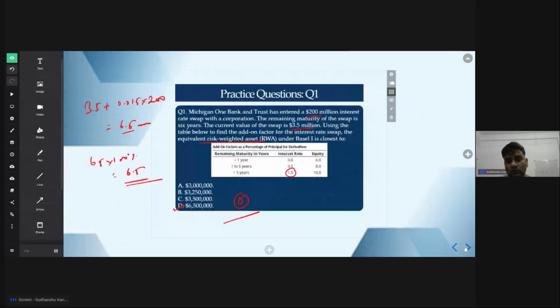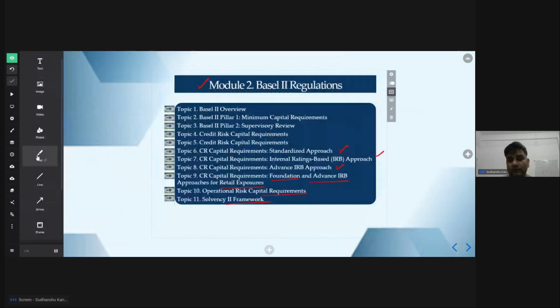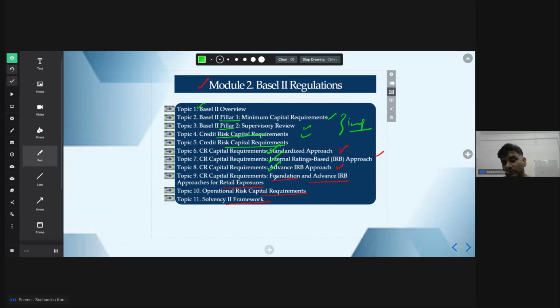Now, if I go to your module 2, this is actually more important from the exam perspective. Obviously, nobody cares about the Basel 2 overview, but please understand these three: pillar 1, pillar 2, and pillar 3. These three are important, right? Then credit risk capital requirements under all approaches, under your standardized approach, under your internal rating based approach, advanced IRB, FIRB, for retail exposure, and operational risk capital requirements, Solvency 2. These are all important, right? So comparatively, module two is more important than module one.